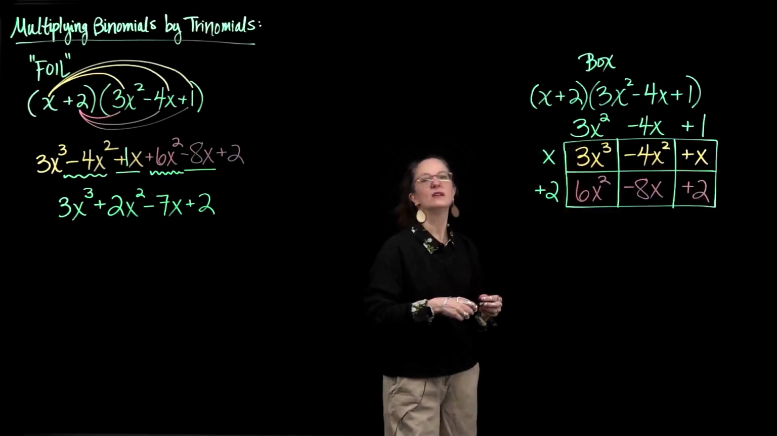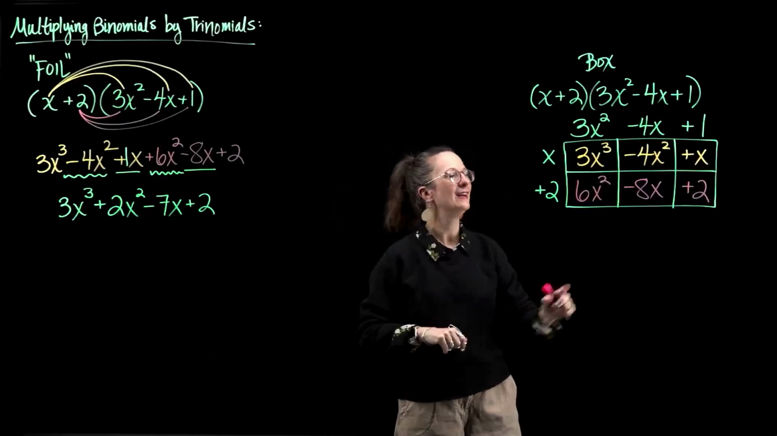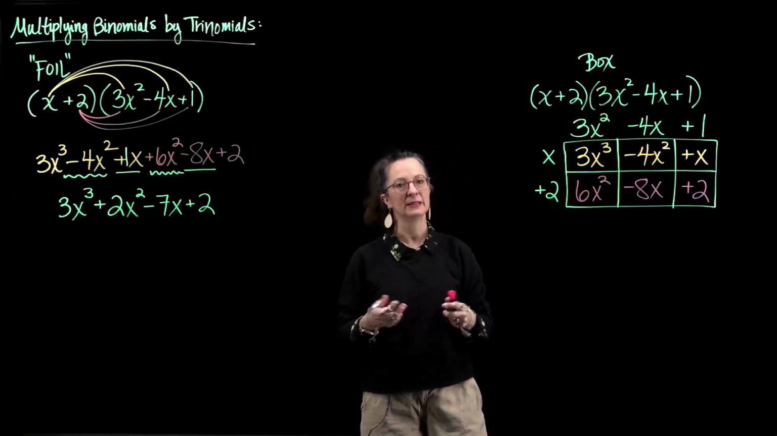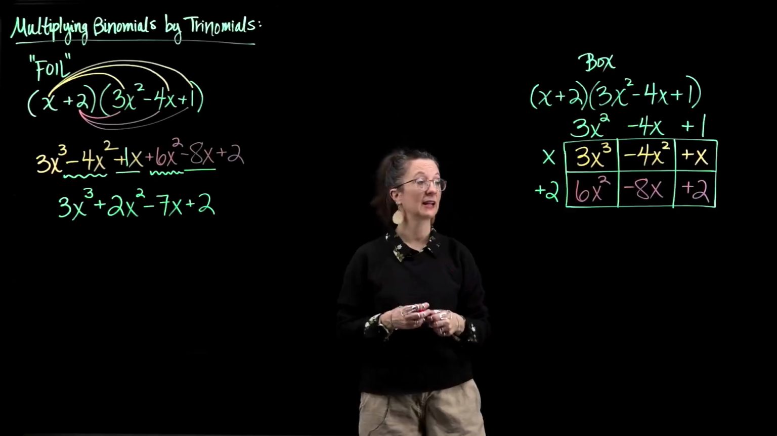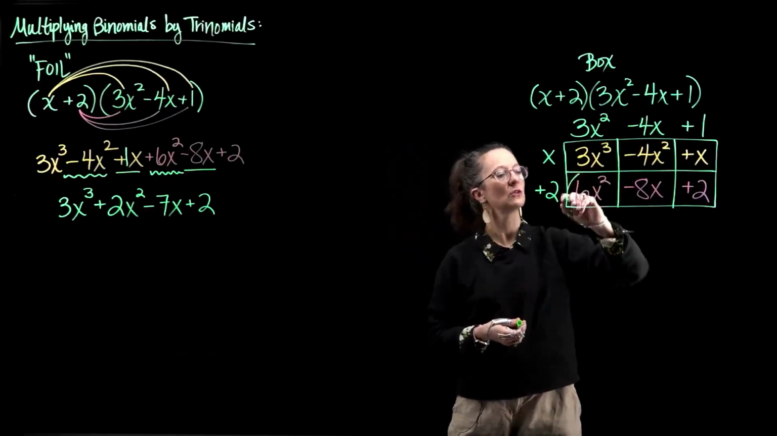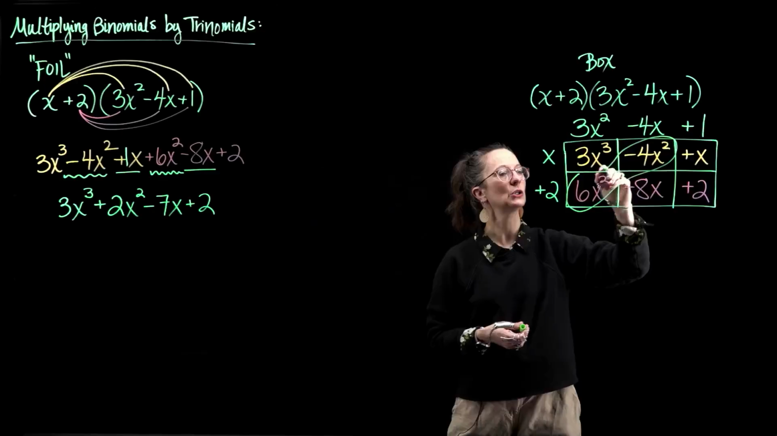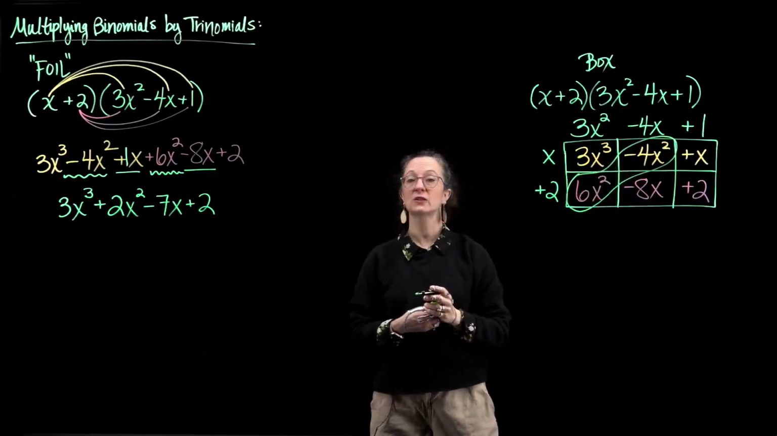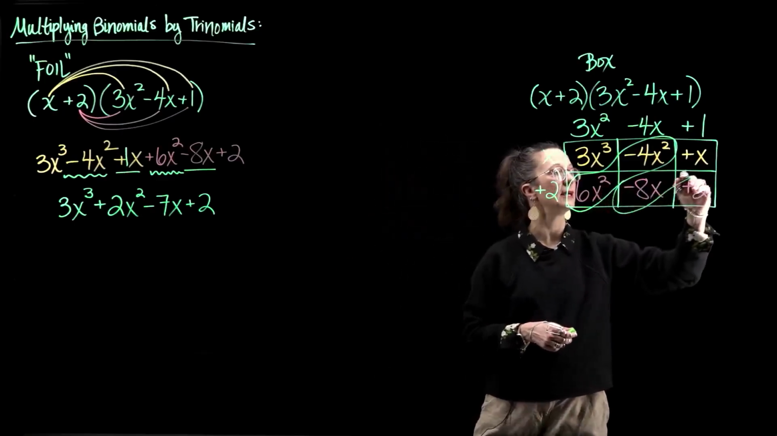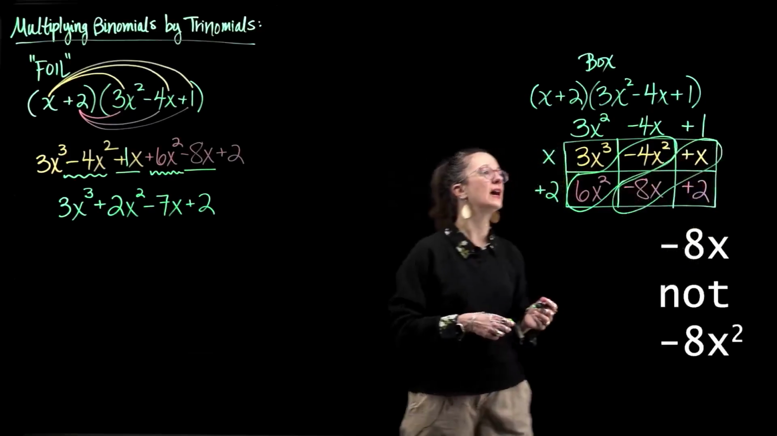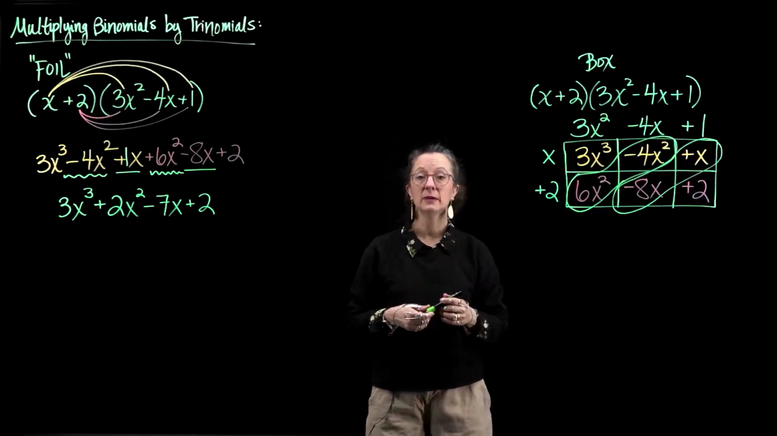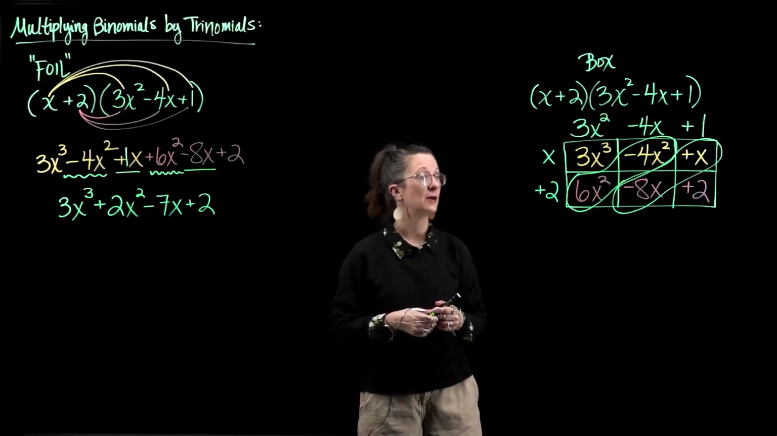Notice with the box method, also like the FOIL method, I'm careful to keep my signs along the way so that when I go to add them up, it's easier for me to remember positive and negative. All right. Looking down those diagonals, you're going to see some like terms. So 6x squared and minus 4x squared are like terms. Also, minus 8x and positive x are like terms. And I like to circle those to remind myself that I need to combine them when I write them down.